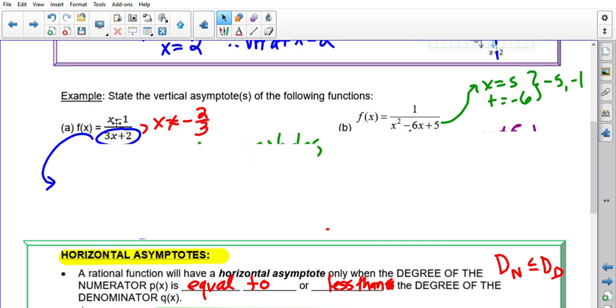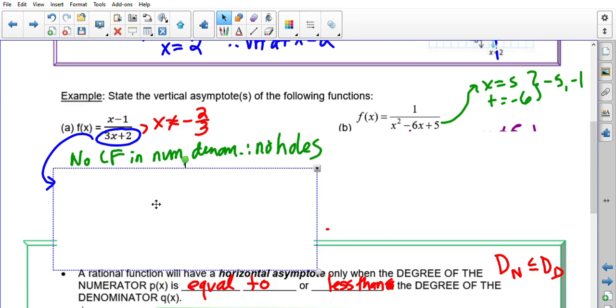So here we have the function x minus 1 divided by 3x plus 2. Right away, I know my restriction is x cannot equal -2 over 3. I can already see that if I were to sub in -2 over 3 to the numerator, it wouldn't produce 0. So when I sub that in, it would produce a number divided by 0. Therefore, a vertical asymptote is going to occur. So the first thing I would comment on is there are no common factors in the numerator and denominator, so therefore there are no holes.